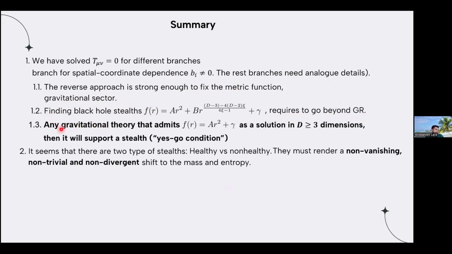It is important to emphasize that any gravitational theory that admits this metric function as a solution in d greater than 3 dimensions will support a stealth. I would like to say that the aforementioned procedure was taken for d greater than 4 dimensions, but the same procedure can be done for 3 dimensions, and it will support a stealth. So basically, as I was saying, anti-de Sitter, de Sitter, or Minkowski in dimensions greater than 3 will support a stealth. And finally, it seems that there are two types of stealths, healthy versus non-healthy. They must render a non-vanishing, non-trivial, and non-divergent shift to the mass and the entropy.